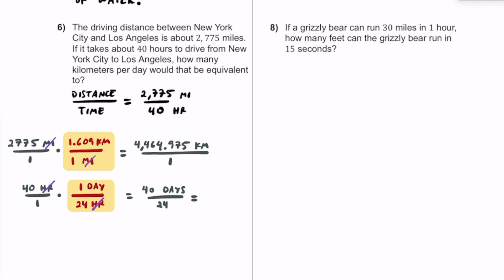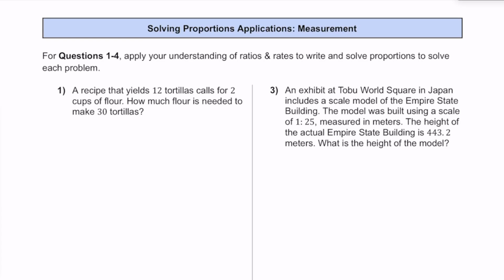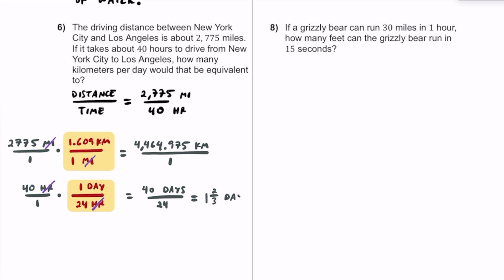And so we can actually go ahead and take this 40 and divide it by 24. Top and bottom, you can divide both by, I think, 8 here, right? So that would be 5 over 3. So I think this is going to be 1 2/3 days. And so if we're going ahead and writing an equivalent proportion here, we can also say that in kilometers per day, we know this is going to be 1 2/3 days.